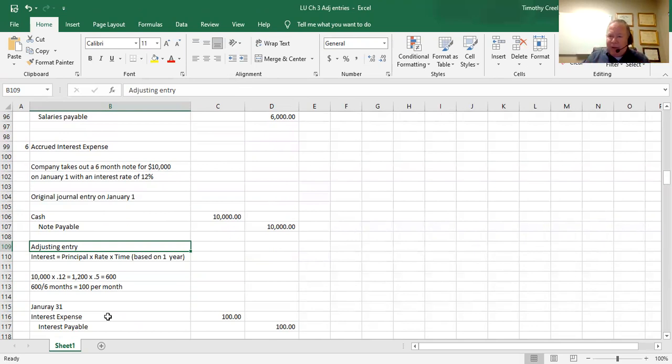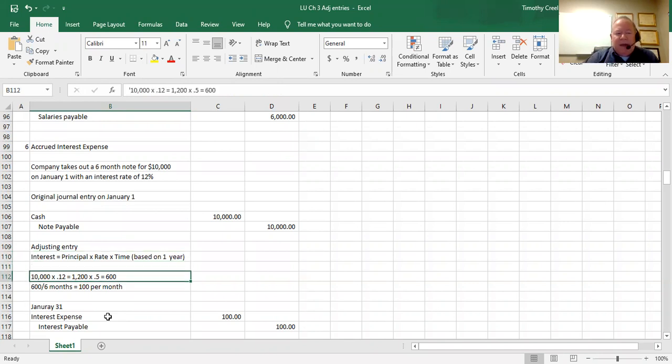It goes back to the matching principle of accounting, that you try to match expenses with related revenues, or revenues with related expenses. So this would be an example of this. You want to find out what the interest is going to be. The way that you figure interest is equal to principal, which is the amount you borrowed, times rate, which is the interest rate you're paying, times time. And time is always based on 1 year.